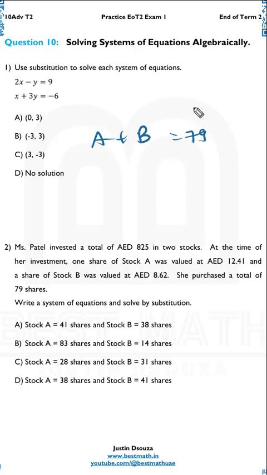Whereas the second one is about the money or the cost of them. The total is 825. What is the cost of A? The stock A is 12.41A plus 8.62B. If we add them up, it will become equal to 825. We'll just use a calculator and solve it now.